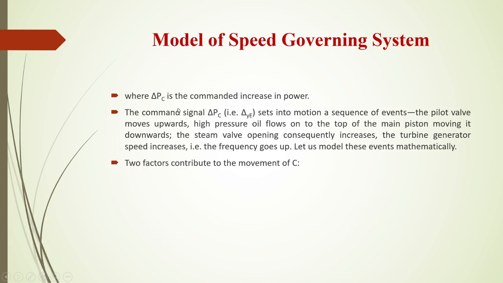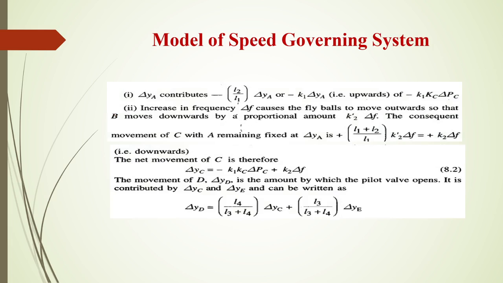Because of this movement of point A downwards, a sequence of events is set into motion. The pilot valve will move upwards, high pressure oil flows on top of the main piston moving it downwards, and the steam valve will open. The turbine generator speed will increase, that is, the frequency will increase. Mathematically we can write the two events as: delta YA contributes L2 by L1 delta YA, or minus K1 delta YA, that is upward, minus K1 Kc delta Pc.